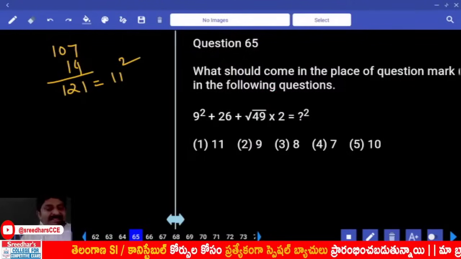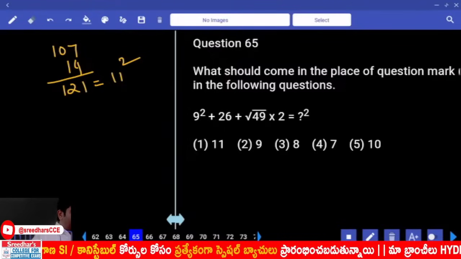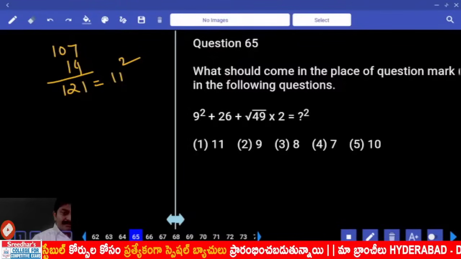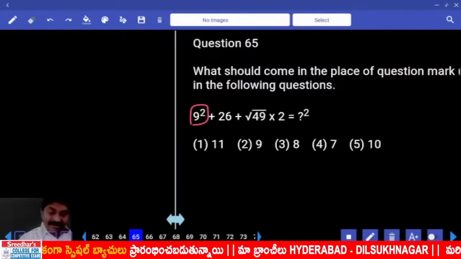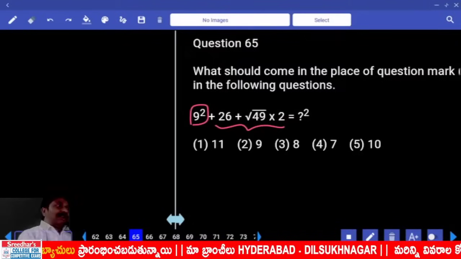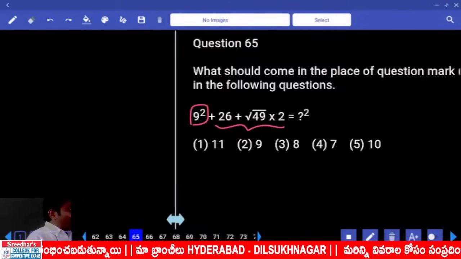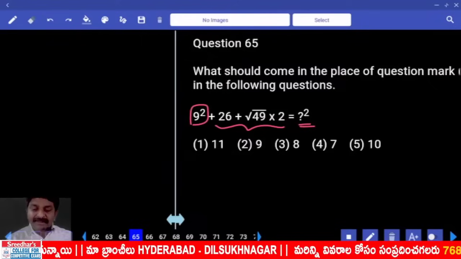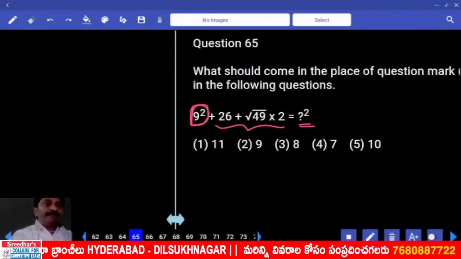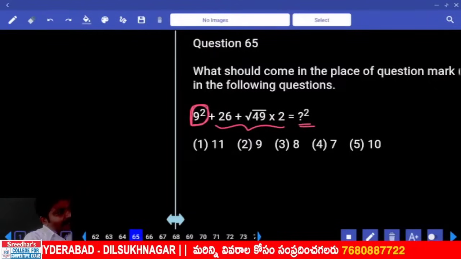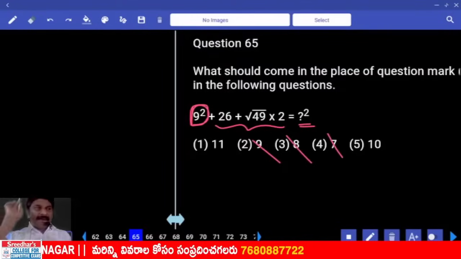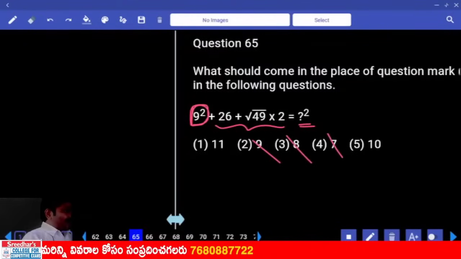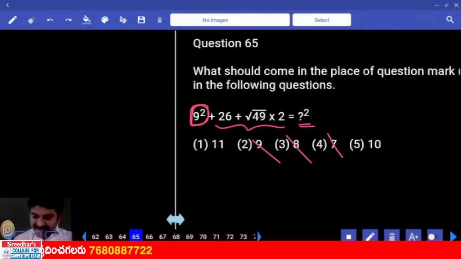Otherwise also you can easily answer the question by identifying last digit verification. First of all, we have 9 square in left hand side and all the other symbols are plus only. Correct? If x square is 9 square plus something, x will be definitely more than 9 only. Already 3 options eliminated. 2 options are there. Let's verify last digit verification.